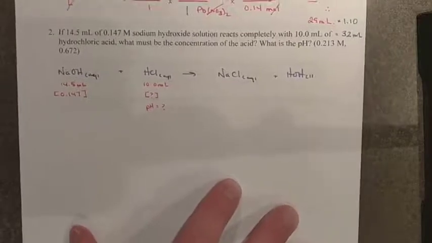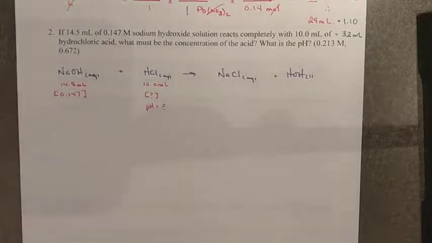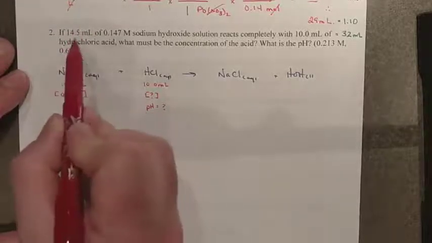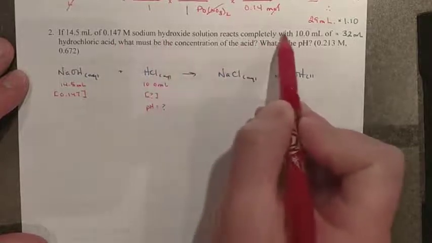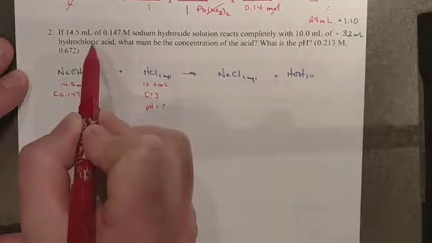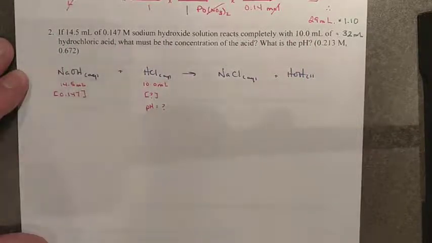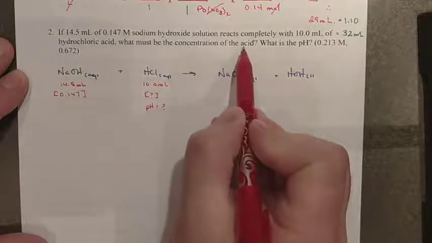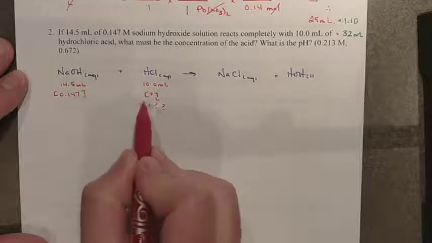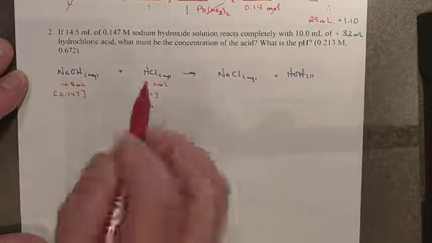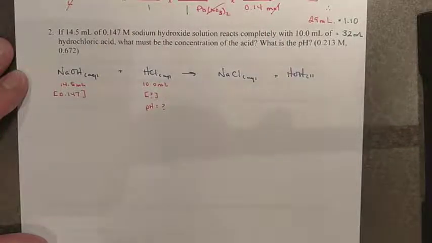Down here we have an acid-base neutralization problem that we're looking at. 14.5 mL of a 0.147 M base solution reacts completely with 10 mL of hydrochloric acid, a strong acid. What must be the concentration of the acid, and what is the pH? So we can figure out the concentration much like we worked through this last problem.